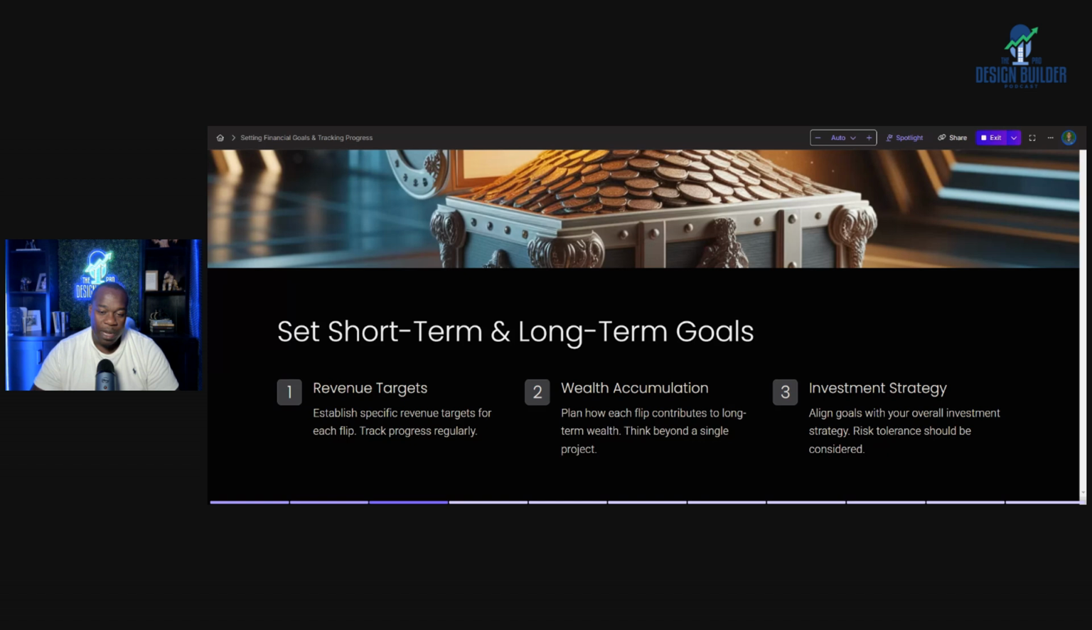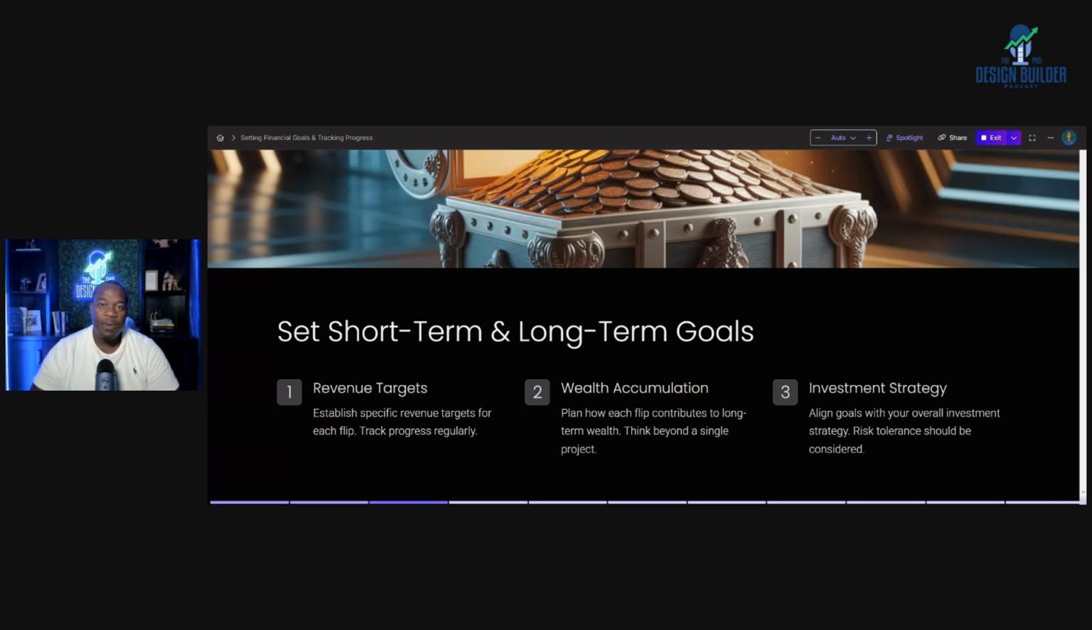All right, wealth accumulation. Plan how each flip contributes to long term wealth. Think beyond a single project. So you want to be looking down the line. And tax rates are going to matter in your decision making.